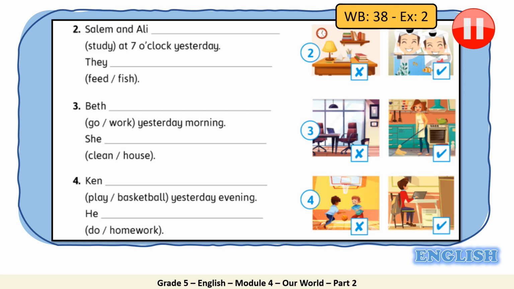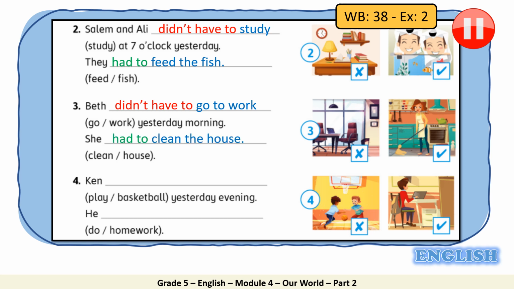Here we go. Let's start with number 2. Salim and Ali didn't have to study. They had to feed the fish. Number 3. Beth didn't have to go to work. She had to clean the house. Now let's see the last one, number 4. Ken didn't have to play basketball. He had to do his homework. Did you finish writing? Did you get all the answers correctly? Excellent.